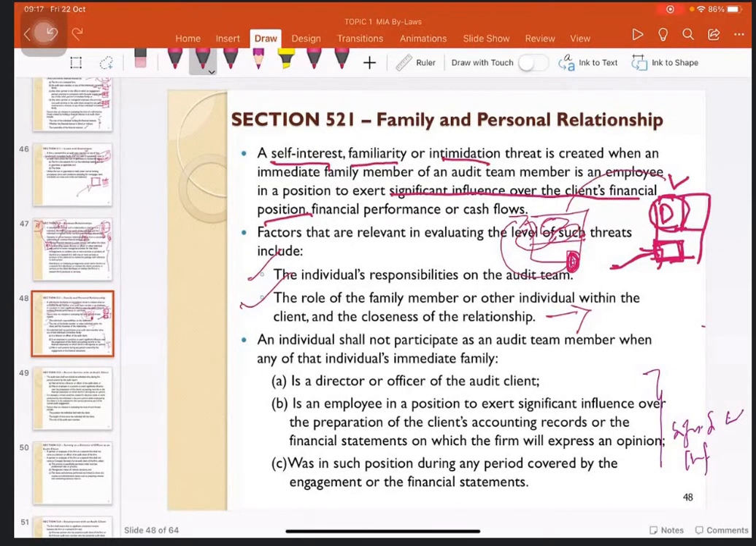Okay, next one adalah an individual shall not participate as an audit team member when any of the individual's immediate family is the director of the officer. Okay, kalau katakanlah bahawa you punya immediate family, directors of the officer, employees in the position who has significant influence ataupun was in the position during any period covered by the engagement or the financial statement. This one 12 months ya.